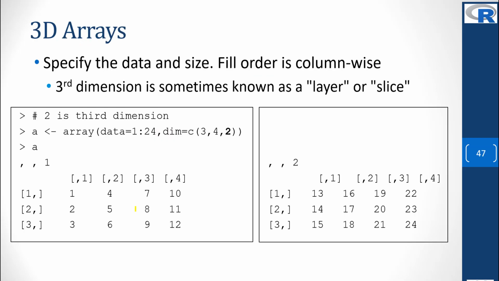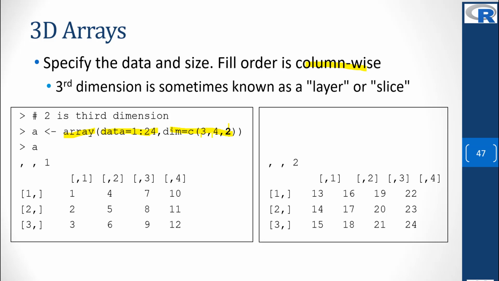So let's just jump into the multiple dimension aspect of arrays and show how we can use them. So let's do a 3D array, and we're going to use the array function, no surprise there. Fill order is column-wise, as with matrices. And we're going to specify the data for the array and the dimensions. So this is similar to matrices, except we're able to add this extra dimension. We're adding a third dimension on this one. And so I'm going to fill it with a range 1 through 24.